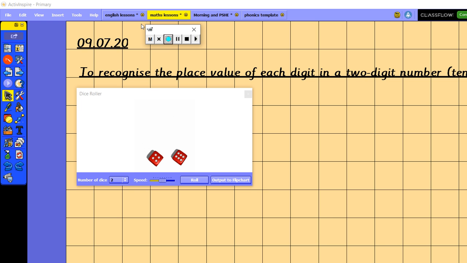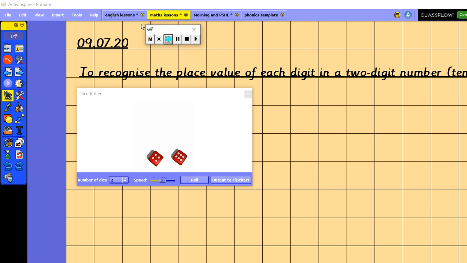So we're going to start today by recognising the place value of each digit in a two-digit number. We've been working really hard all week on place value and looking at the value of each digit. So today, if you can, get out your dice or use an interactive dice roller. We're going to roll two dice to create a two-digit number, and then you're going to look at the value of each digit in that two-digit number and say how many tens and how many ones are in each number.